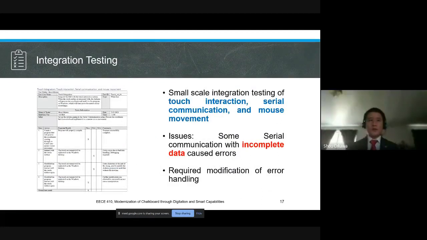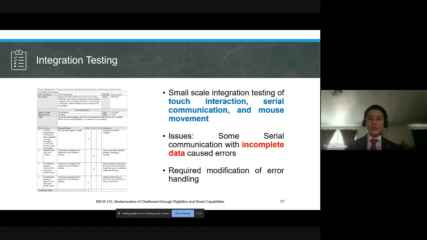The integration testing was a little bit difficult because we were not all co-located at the same time. So the initial integration we did was on a smaller scale. As Ayad was showing earlier, for the one by one hub, we used that as an X and Y coordinate, and then we tested the touch interaction, the serial communication that sends that coordinate to the computer, and the mouse movement, where the mouse cursor movement is replicated. We were successful in implementing it.